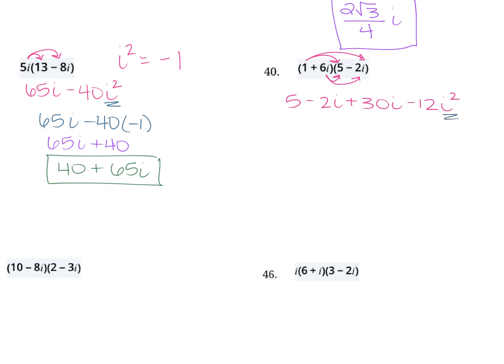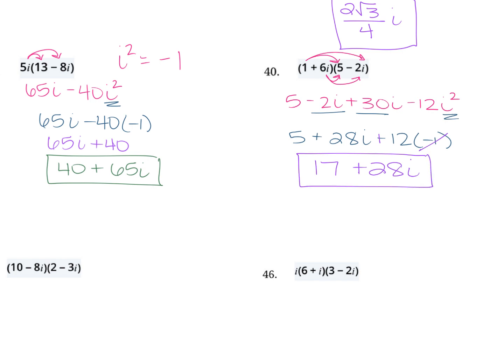Again, we have an i squared. We also have like terms. So we're going to combine those like terms, simplify the i squared. That's going to give you 5 plus 28i minus 12 times negative 1. Negative 12 times negative 1 is a positive 12. So this is going to be 5 plus 12, which gives us 17 plus 28i. And again, we make sure our answer is in the a plus bi form.